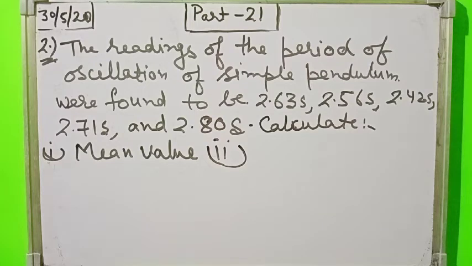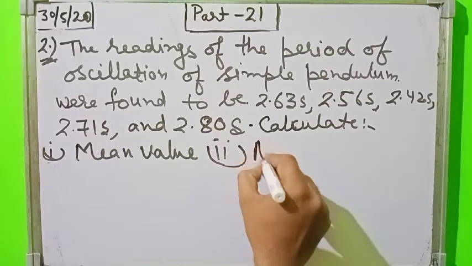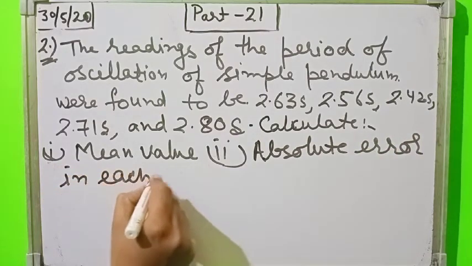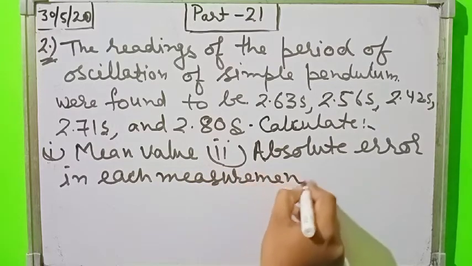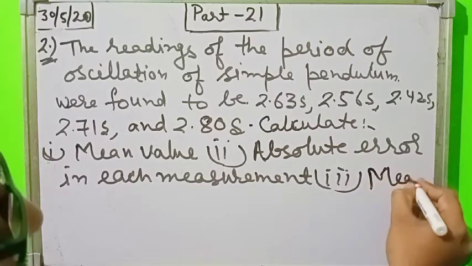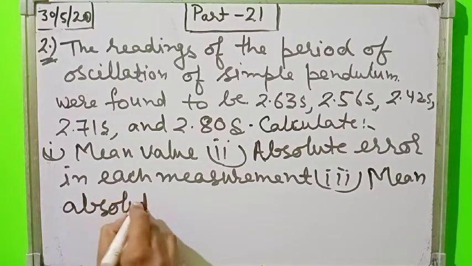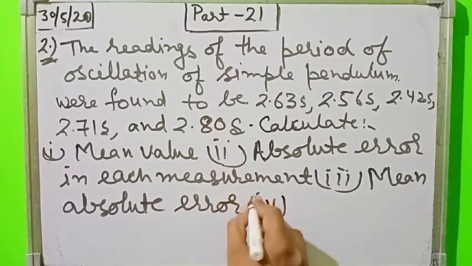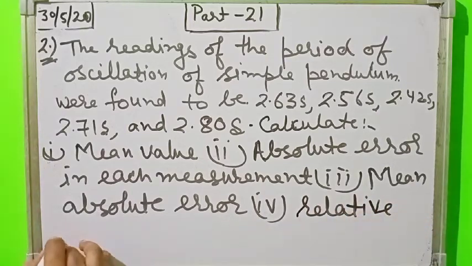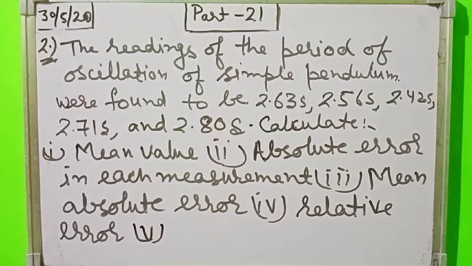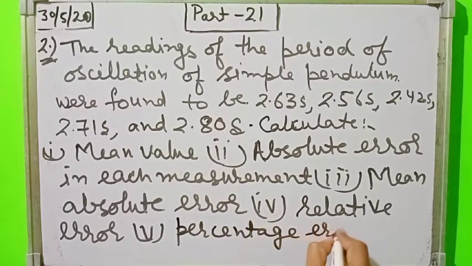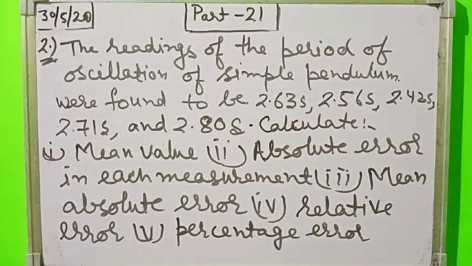Second, you have to calculate the absolute error in each measurement. Third is the mean absolute error. Fourth is the relative error. Fifth is the percentage error. And the last one is to express the result in proper form.